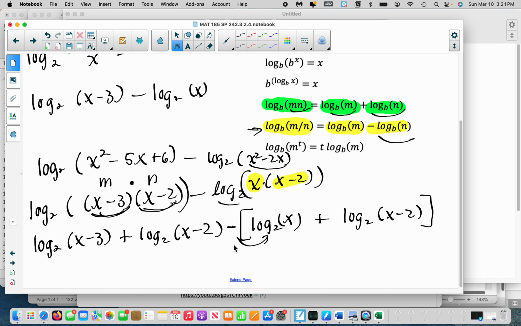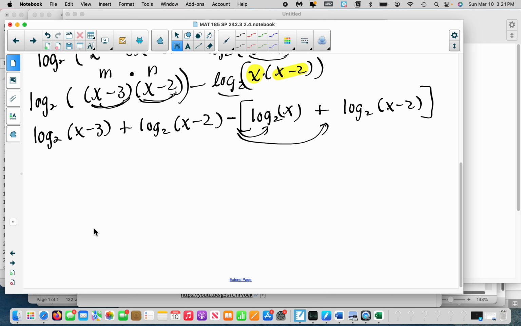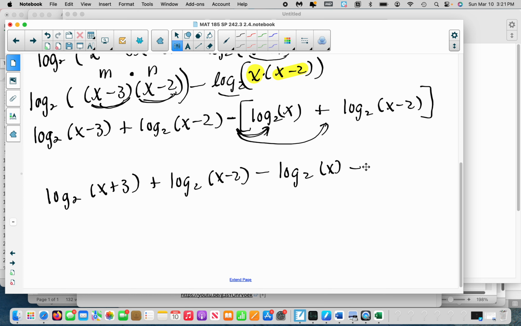Okay, if I subtract each one of those, right, I have to distribute that negative sign. This becomes log base 2 of x minus 3 plus log base 2 of x minus 2. I'm going to distribute that negative 1. This is minus log base 2 of x minus log base 2 of x minus 2. Let's see what I have here. I have minus log base 2 of x minus 2 plus log base 2 of x minus 2. Those things cancel out.